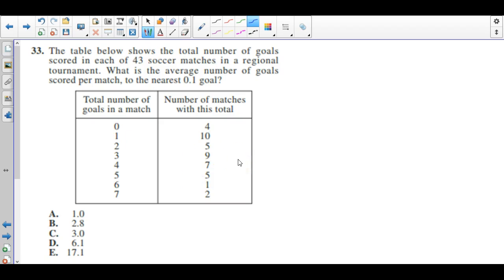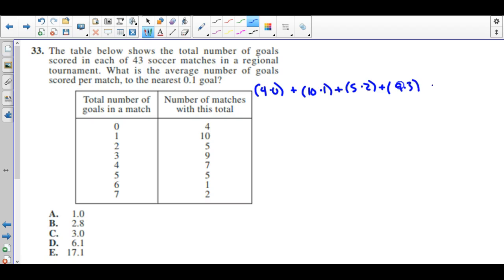So what I'm going to do is make basically a large equation for this. So I'm going to write out, because it wants to know our average number of goals scored per match to the nearest tenth. What I'm going to do is kind of compile this information by saying that there were 4 games where there were 0 goals, and there were 10 games where there was 1 goal, 5 games where there were 2 goals. So what I'm doing is figuring out the total number of goals that were scored, and then I'll divide it by the number of games, because that's what an average is.